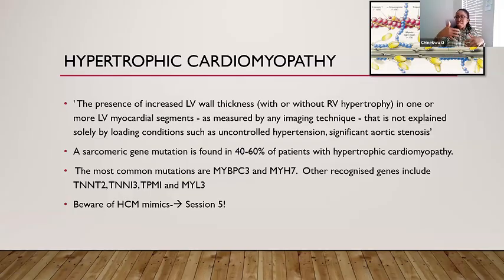In some mutations, you have an excess of myosin chains. In others, you don't have an excess number, they're just hypercontractile. This becomes really relevant because of available therapies like mavacamten and aficamten, which are myosin inhibitors.